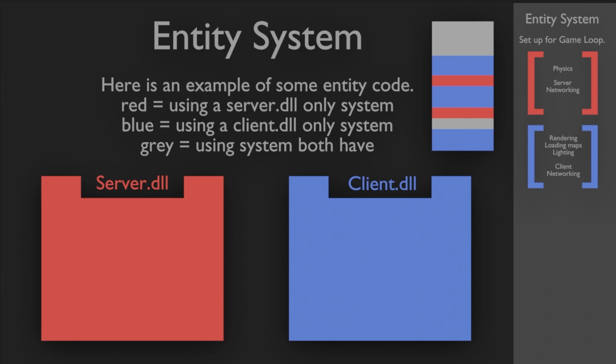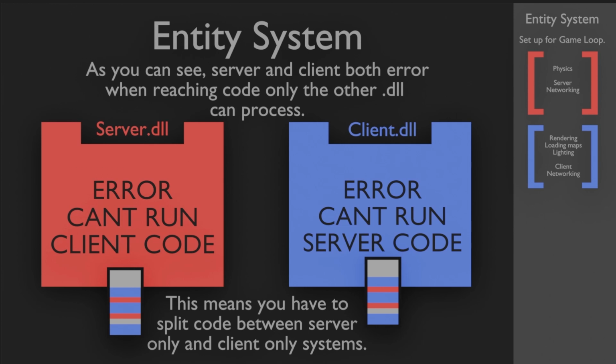So what happens when I try and run this code? Both sides are going to error. The server reaches the client code and goes, well, I do not have the client systems available to do that, so I cannot run it. And the client does the same but with server side systems. So, when you're making your code, you're having to split up server only systems and client only systems that you're using in the code, into separate pieces of code that are run differently for the server and the client.